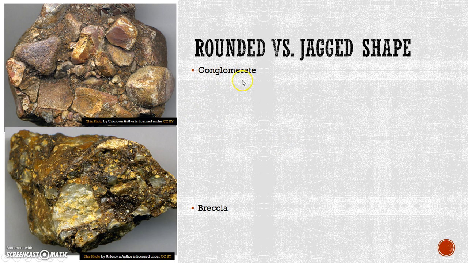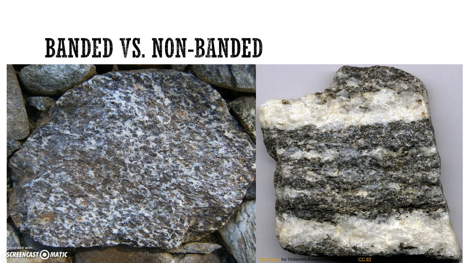Then we have rounded versus jagged shape. And we have conglomerate here, which has kind of a round shape, they're all kind of round, and it looks like it's circular, have spheres or little rocks. And this one's jagged, so it looks like it's pointy. And then we have banded versus non-banded. So I showed you a banded rock in class today, or last week if you were watching. It kind of looked like this. And so this is banded, and this is non-banded.